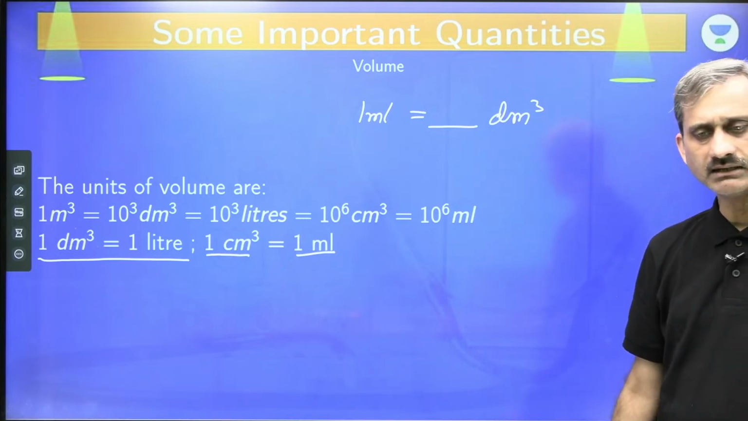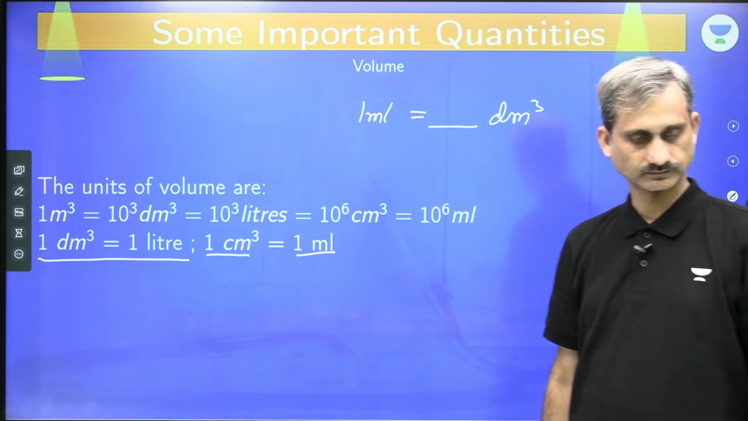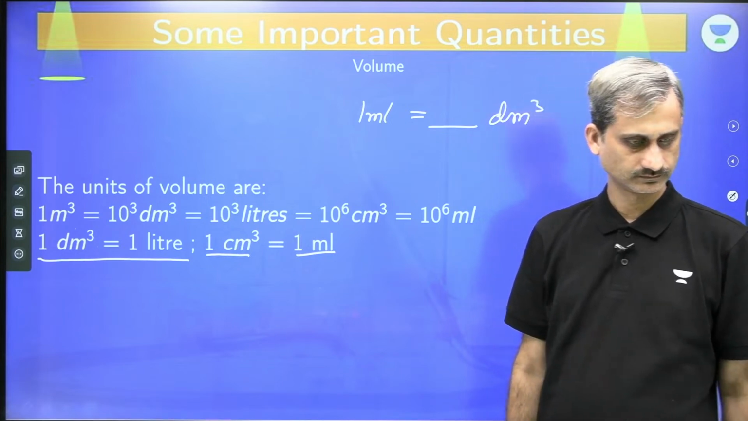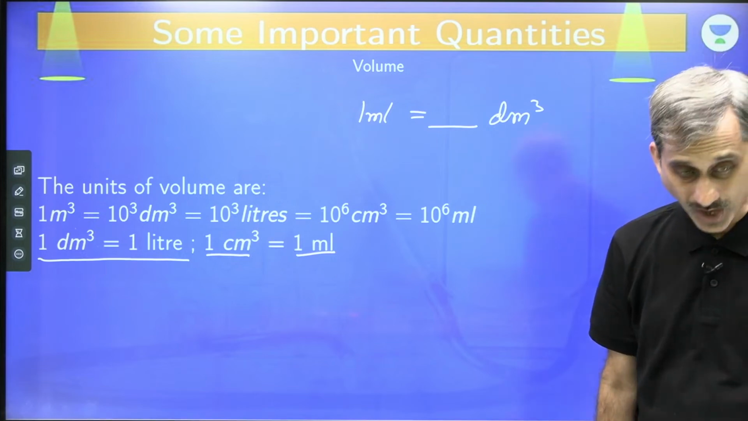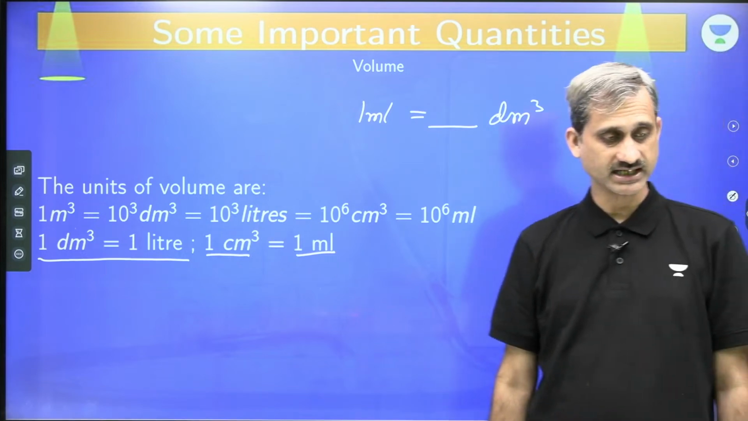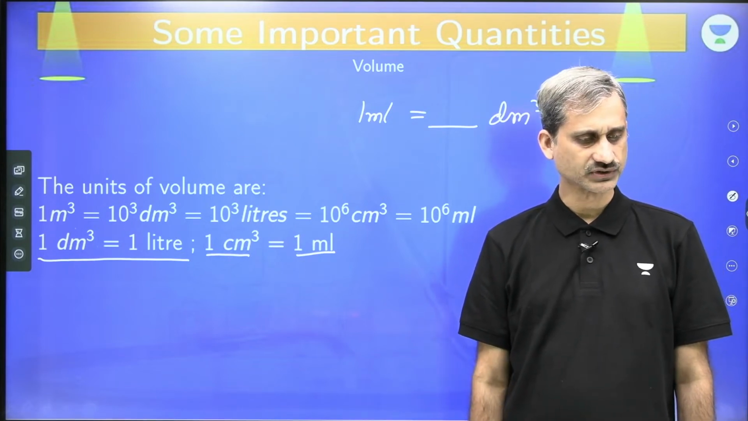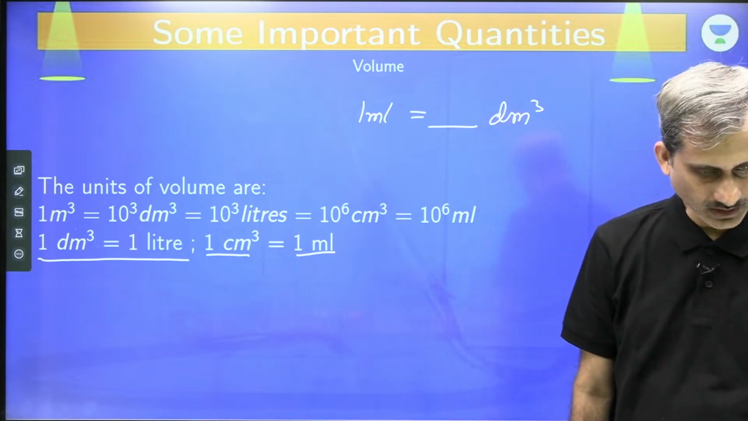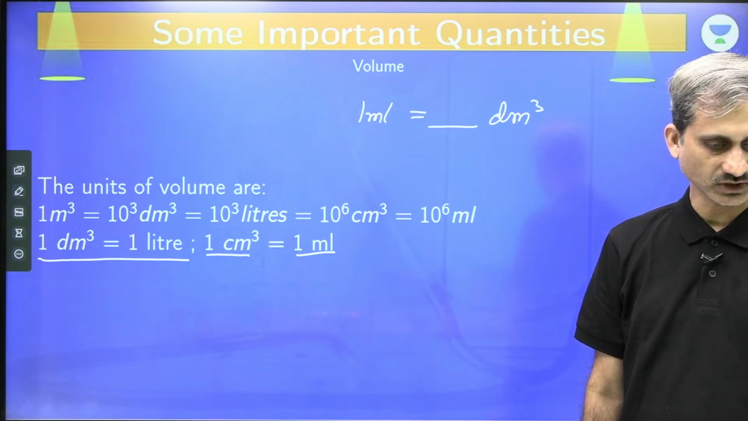Answer. 1 milliliter is equal to how many decimeter cubes? One. Namrata says 1 milliliter is equal to 1 decimeter cube. What is the answer given by others? Okay, 0.001. Namrata again has given another answer. So which is the correct answer? First one or the second one?